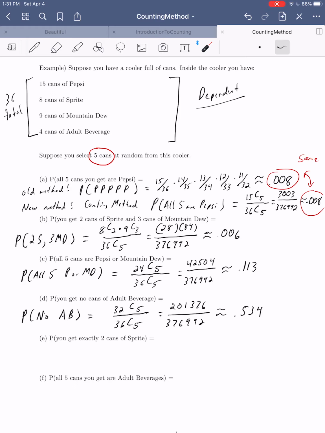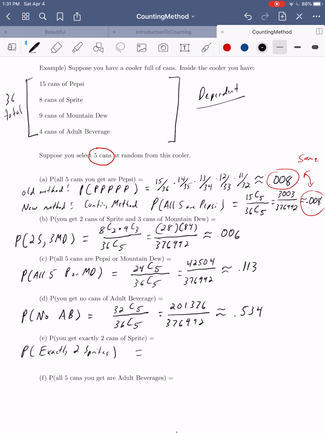We don't know what they will be, right? They could be a mixture of Pepsi, Sprites, and Mountain Dews. We're just saying that there's about a 53% chance that we don't get any adult beverages. All right, continuing right around, let's try to see the chance that we get exactly 2 Sprites.